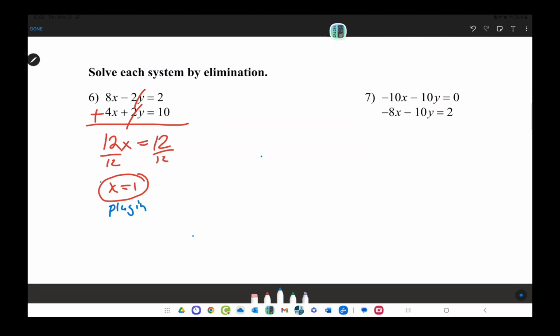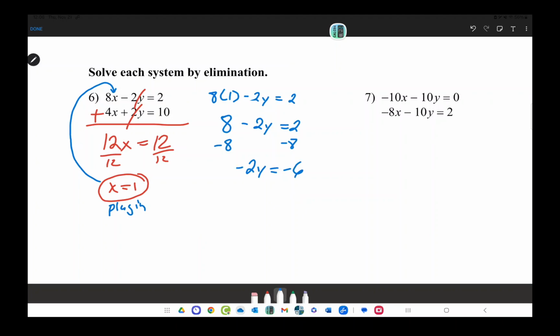Let's say we plug it in on the top, but again, it makes no difference. 8 times 1 minus 2y equals 2. So since times 1, it's just 8 minus 2y equals 2. Subtract 8. Negative 2y equals negative 6. Divide by negative 2. Y equals 3. So again, my final answer has to be x, y: 1, 3.